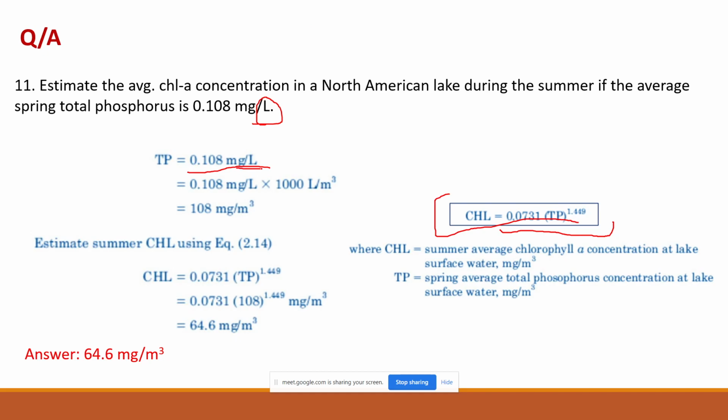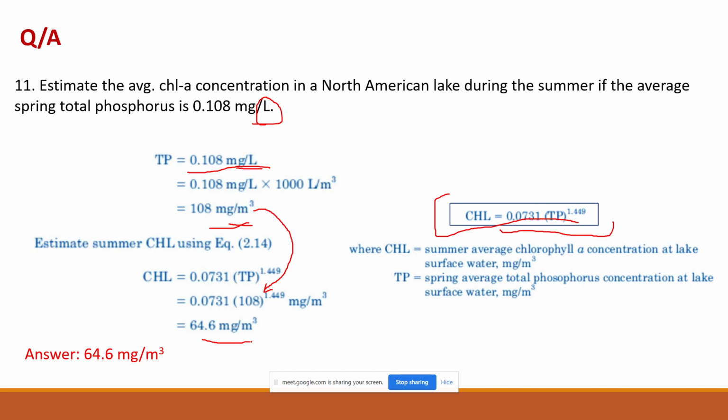When we convert mg per liter into mg per meter cube, that's a simple conversion and you will get 108 mg per meter cube. So now the total phosphorus will be 108 mg per meter cube. Then you simply put this 108 mg per meter cube in the place of total phosphorus and you'll get the final answer as 64.6 mg per meter cube. So when the total phosphorus concentration in the lake is 0.108 mg per liter, you will get the chlorophyll A concentration as 64.6 mg per meter cube.